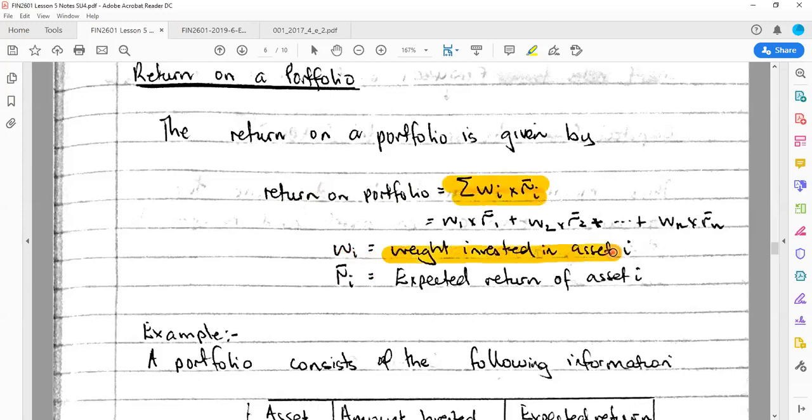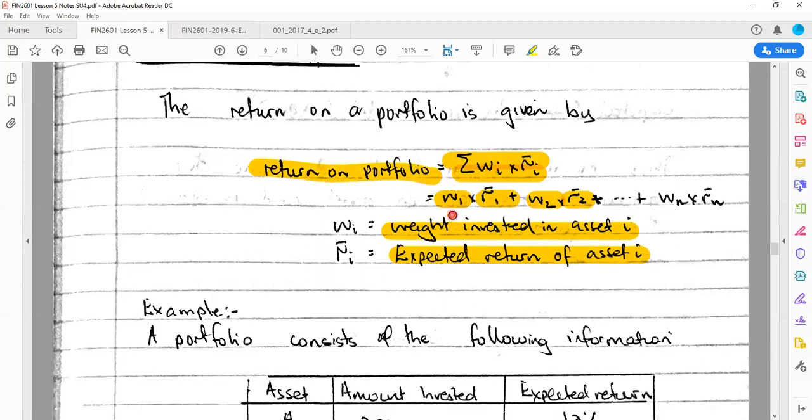So the expected return on a portfolio is given by this formula. W_i is the weight invested in asset i in your formula, and R bar_i, the bar being the line on top, is the expected return of asset i, which is found in your portfolio. We can simplify this expression by simply saying the weight invested in asset 1 multiplied by the expected return in asset 1, plus the weight in asset 2 multiplied by the expected return in asset 2. So we just keep adding the weight multiplied by each expected return, and then the total gives us the expected return on the portfolio.